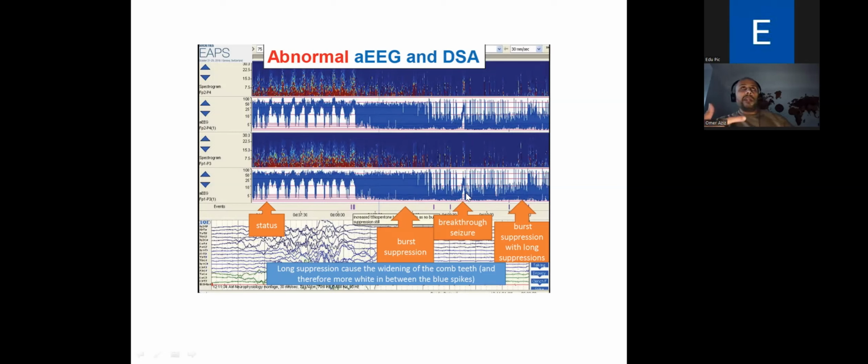Hopefully this slide demonstrates how you can use CFAM in a real time-sensitive way to adjust your medication to control electrical seizures, especially during the middle of the night when you don't have a neurophysiologist available and you don't have access to EEG services.